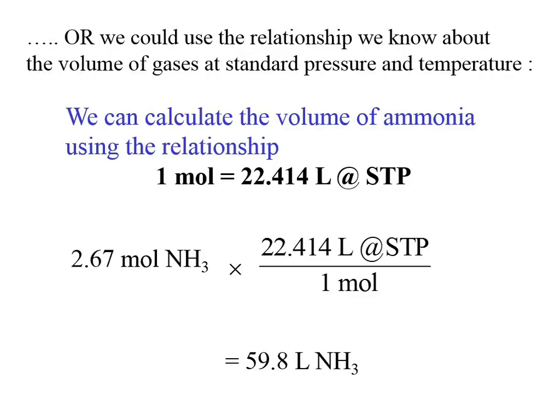So if we go 2.67 moles of NH3, we want moles to cancel, so we'll put 1 mole in the bottom, and we're after volume, so we'll put 22.414 liters in the top. Now this is only at standard temperature and pressure. This is another one of those chemistry problems where you have a couple of ways to work it. Either way would be fine. You should get the same answer.